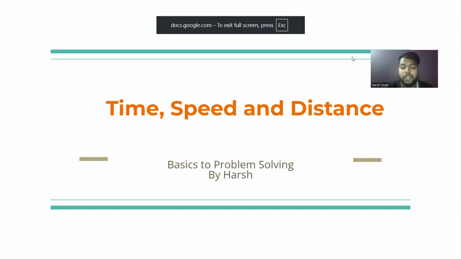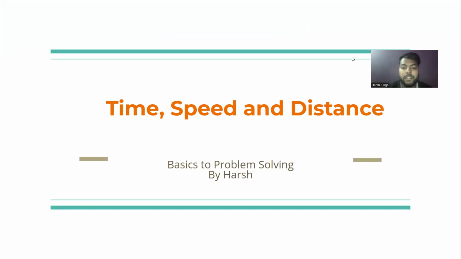So today's topic is time, speed, and distance. This topic is all about understanding the relationship between three things: how far you can travel, that is distance; how fast you can travel, that is speed; how long it takes, that is time. All these three are interconnected, and almost every question in this topic is based on their relationship.